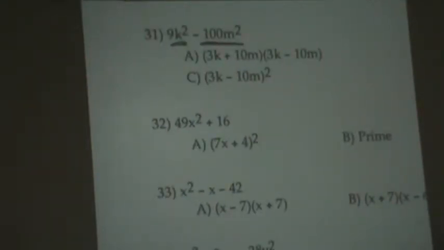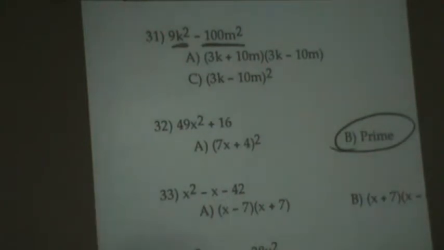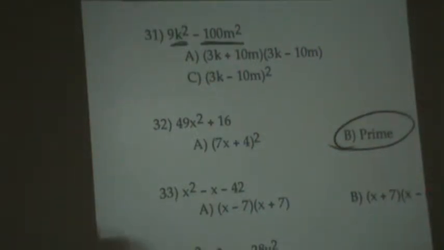32. Is that a difference of squares? It's not a difference, it's a plus, right? That's not going to factor. So does the answer sheet say B, prime, for number 32? Yep. That's because it's not a difference.